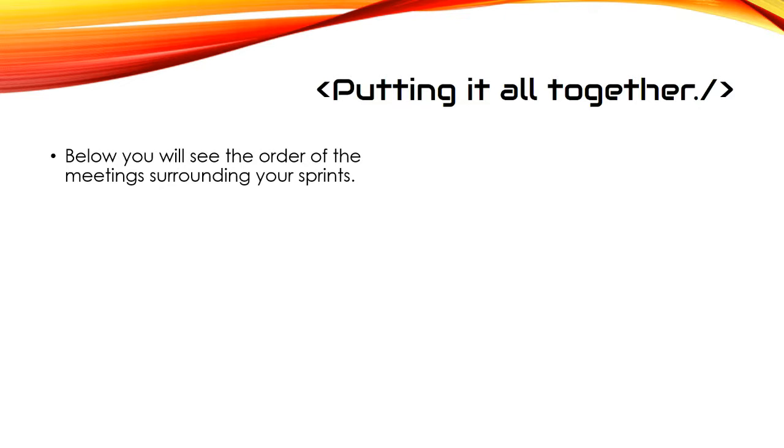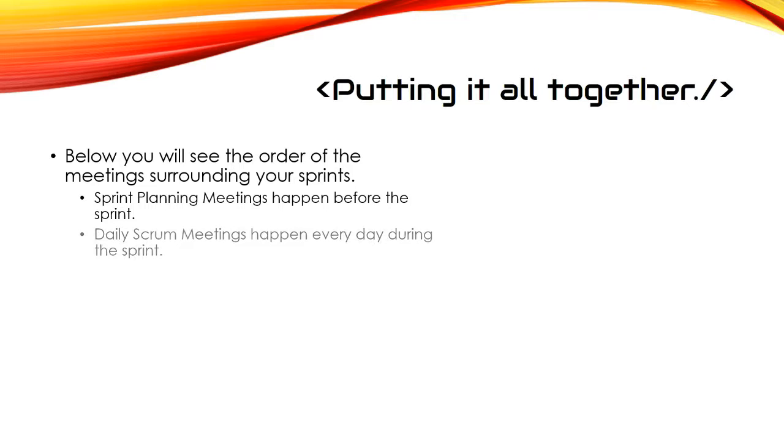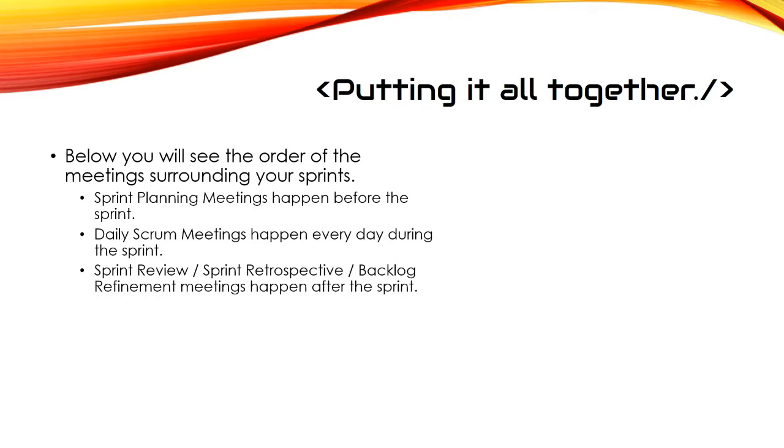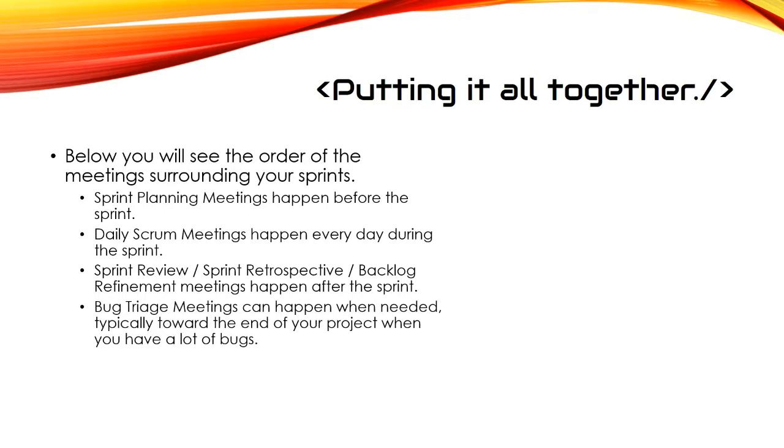Putting it all together. Below you will see the order of meetings surrounding your sprints. Sprint planning meetings happen before the sprint. Daily Scrum meetings happen every day during the sprint. Sprint review, sprint retrospective, and backlog refinement meetings happen after the sprint. Bug triage meetings can happen when needed, typically toward the end of your project when you have a lot of bugs. However, this can be mitigated by having your correct definition of done for your sprints.